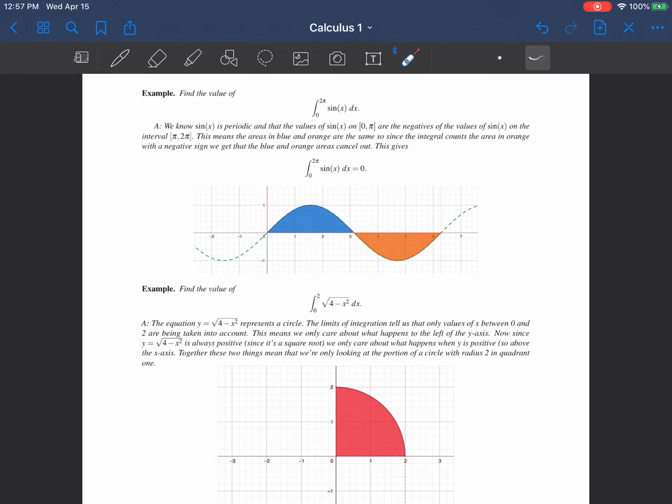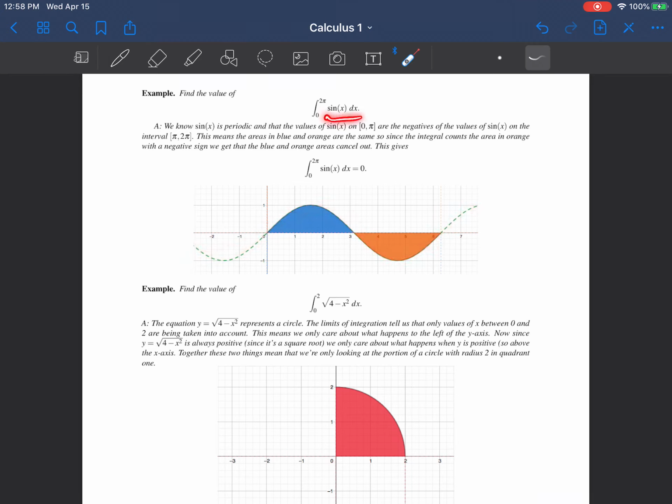So now I'm going to walk you through these two examples here, so this one and this one. First we're looking at the integral from 0 to 2 pi of the function sine of x dx. I've written some explanation here, but I'll say it out loud now. We can see here in the dashed green line, this is the graph of sine of x.